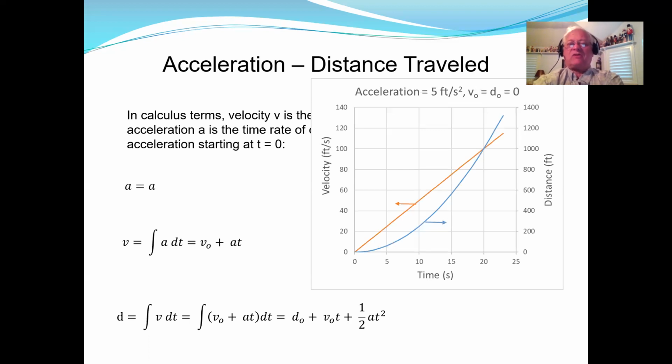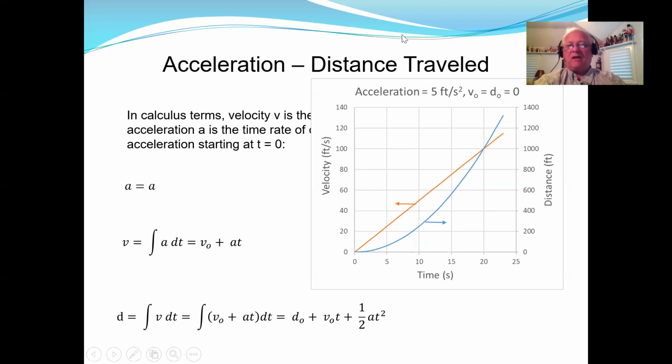So we can see that, for example, in this case, I have an acceleration of 5 feet per second squared. We start with 0 velocity, and the orange straight line is the velocity, which we read off the left vertical axis. And you can see that we're accelerating linearly at 5 feet per second. So every second, I accelerate by 5 feet per second. So after 5 seconds, 5 seconds times 5 feet per second squared gives me 25 feet per second as my velocity, which is what you see here. So it's linear, but the distance is the blue line that uses the right vertical axis.